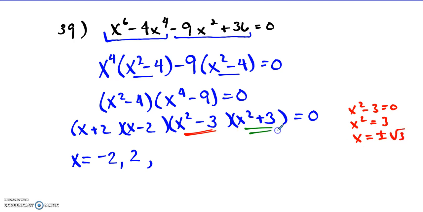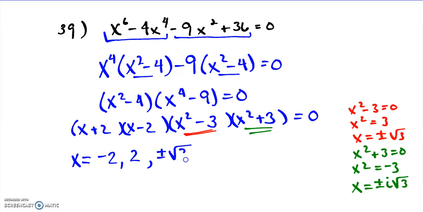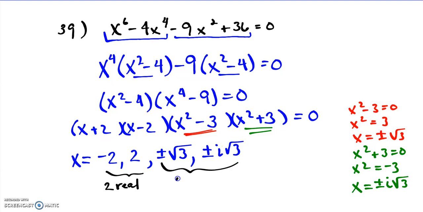All right, then we'll do the other one in green. x squared plus 3 equals 0. So x squared equals negative 3. x equals plus or minus, this negative is going to be our i, and we have the square root of 3. So let's write all of those down below. We have plus or minus the square root of 3, and then plus or minus i, square root of 3. So if we look here at all the different options, these are the two real zeros. And then here I have 1, 2, 3, 4. This shows that I have 4 imaginary zeros.